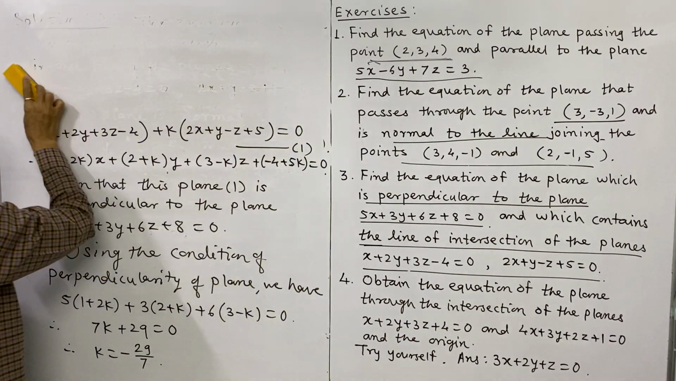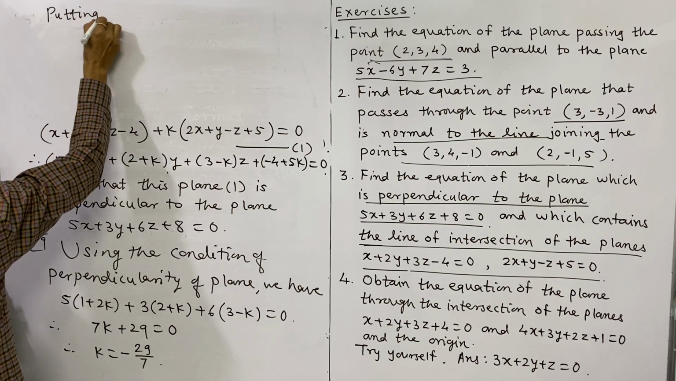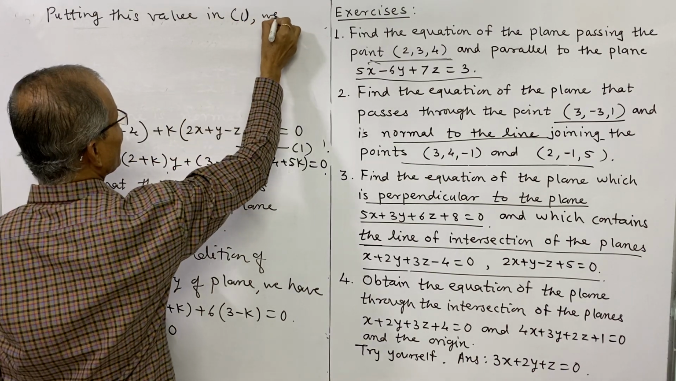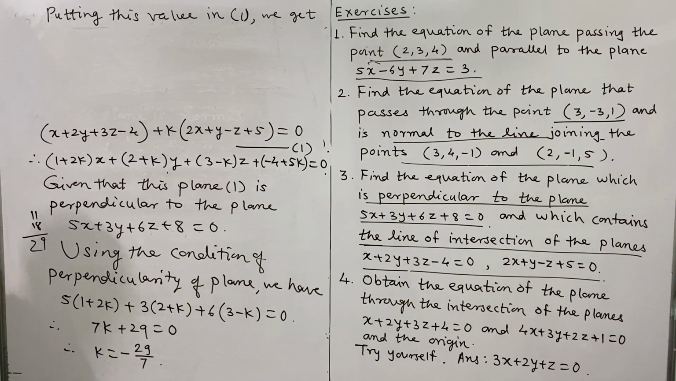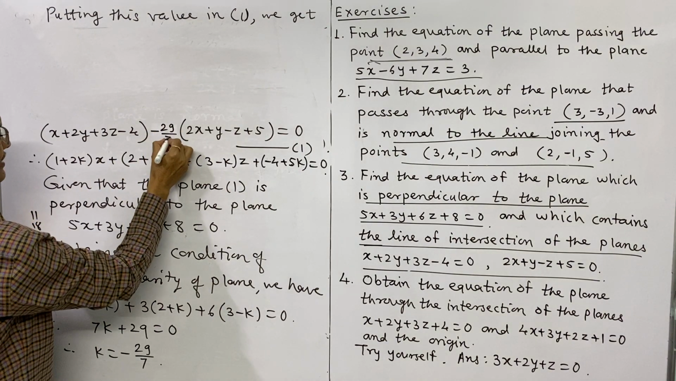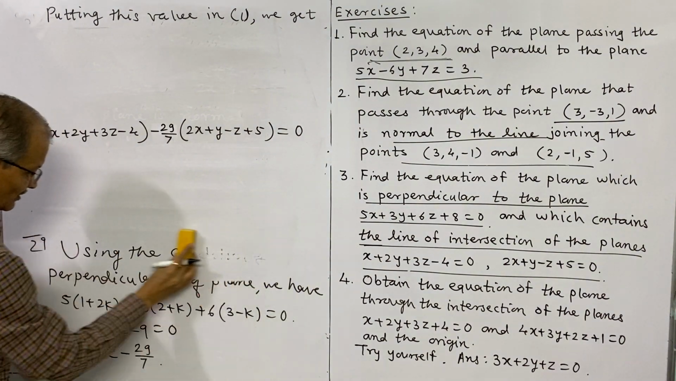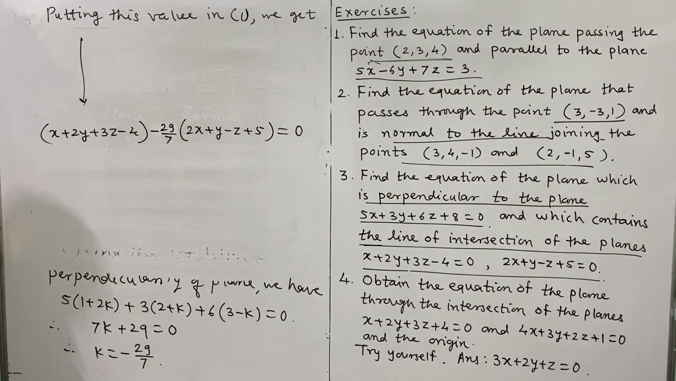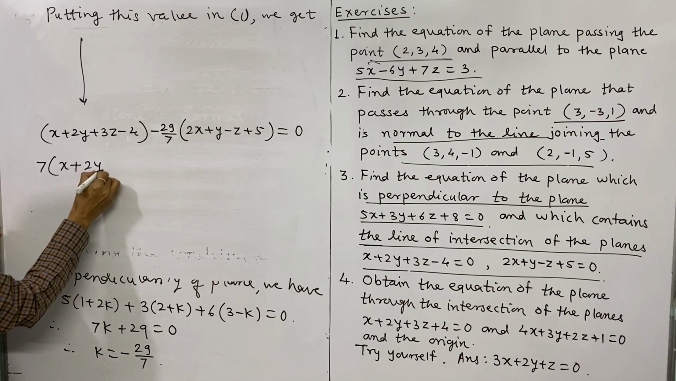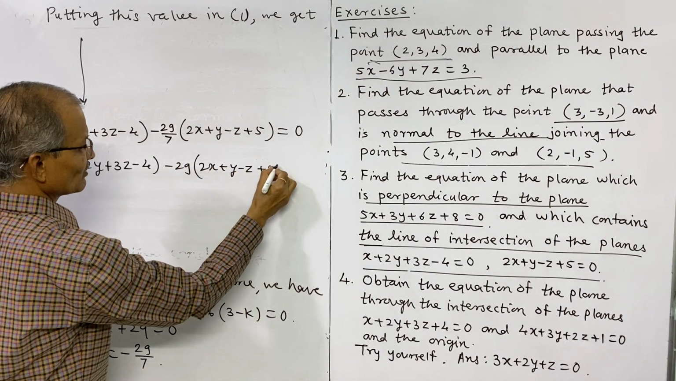So putting this in 1, we get, see, I shall write this value as minus 29 by 7 here. We can simplify this equation, and now we multiply by 7 throughout. That means this term will be multiplied by 7: 7 times (x plus 2y plus 3z minus 4) minus 29 times (2x plus y minus z plus 5) is equal to 0.